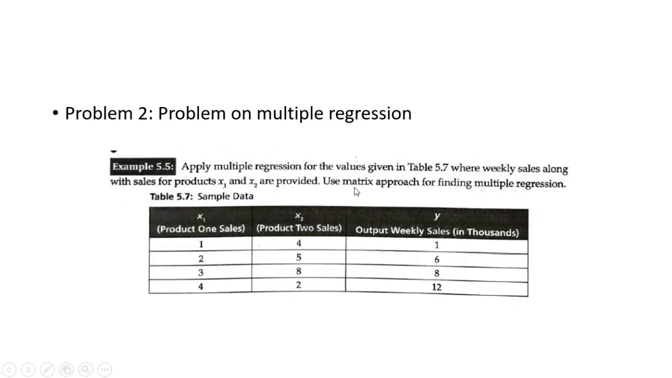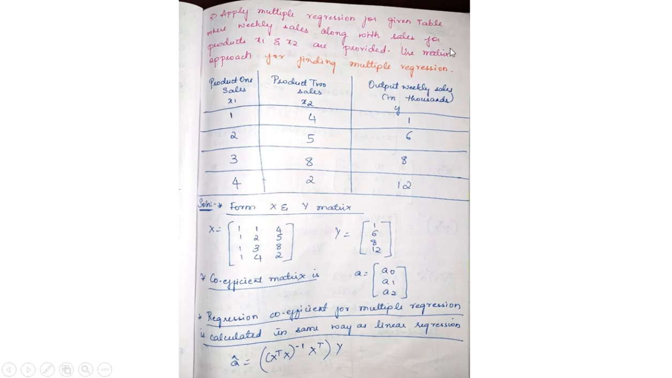In the question they have told us to use the matrix approach for applying the multiple regression. This is the same question repeated here. This is the sales of product 1, this is the sales of product 2, x1 and x2 are the independent variables, and the dependent variable is y, which tells us the weekly sales of both the products combined, in thousands. So now we have to use a matrix approach. We discussed the matrix approach in the previous session. The link is given in the description box, so refer to that.